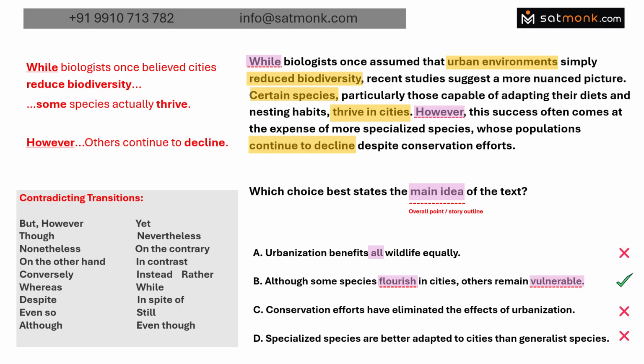So here's the hack, students. Read the question first and follow the transition words. Because on the SAT, the answer often lives right after the author's U-turn, right after the author's transition.